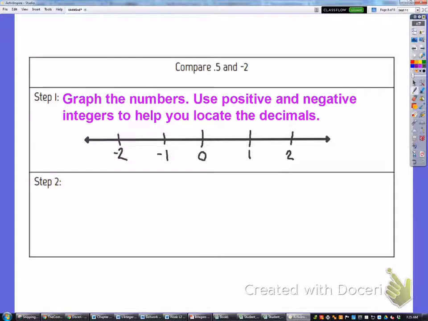Okay. So looking at this, to get to 0.5, I don't have quite $1. I have a half of $1. So for me to graph that, I need it to be exactly between the 0 and the 1. And -2, if I'm working in a negative direction, I owe $1, and then more than that, I would owe $2. So we would graph those right there.